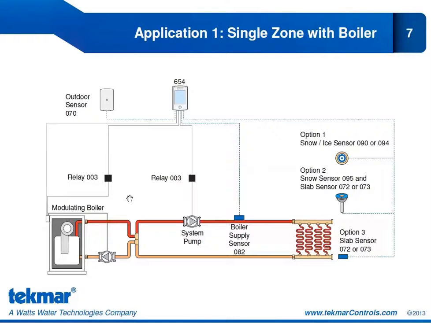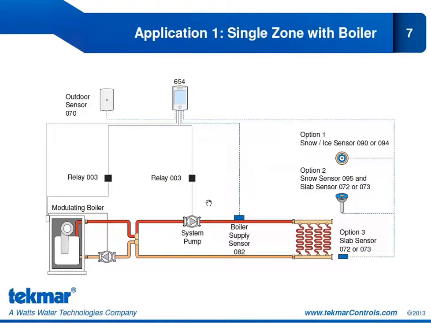If we need an enable for our boiler, then we do need to use the isolation relay, and that is because the heat relay is tied to the 24-volt R. The 654 is operating a system pump, and again we require the use of an isolation relay here because the auxiliary relay is connected to the 24-volt R, and of course we need 120-volt for our system pump.